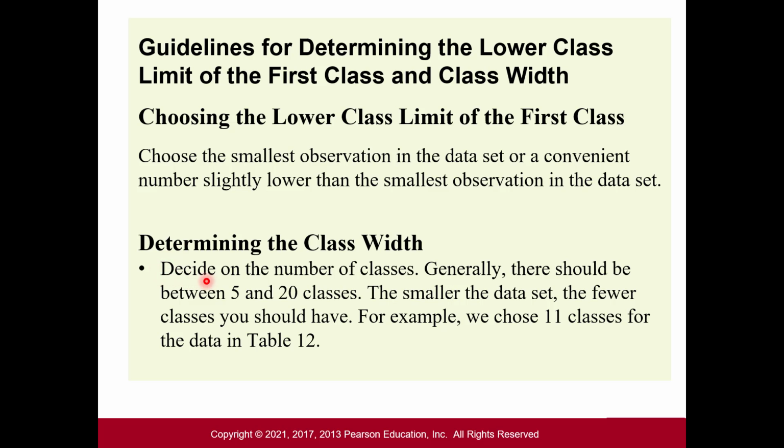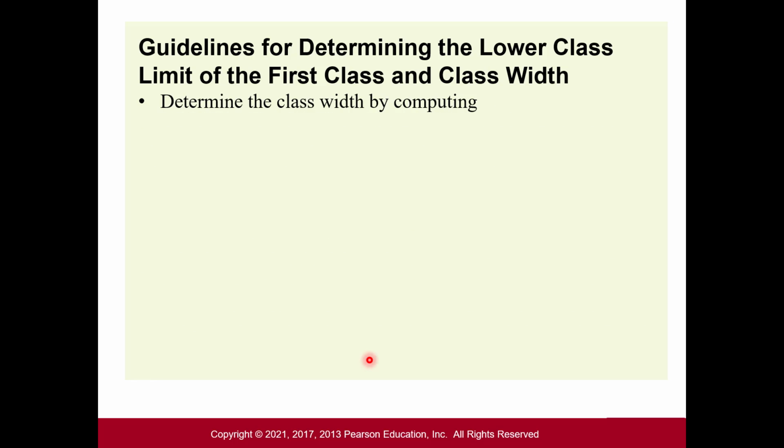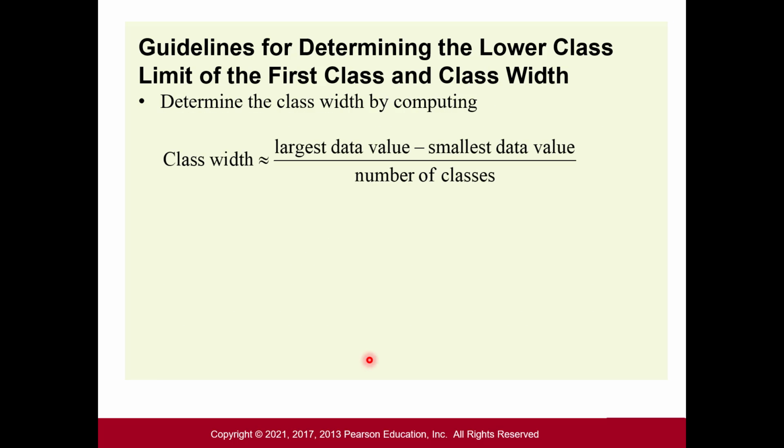And then determining the class width, once you decide on how many classes you want, let's say you know you're going to go with 11 classes, or some number between 5 and 20. Knowing how many classes we want to separate our data into, we can do a computation. The class width is approximately the largest data value minus the smallest data value, divided by how many classes we want. And what you do here is you round up. You don't round off, you round up to a convenient number.